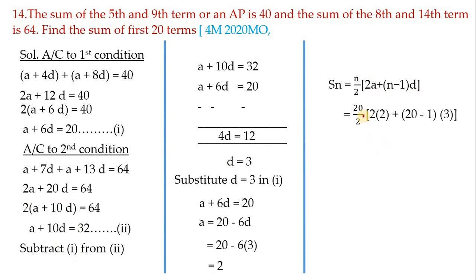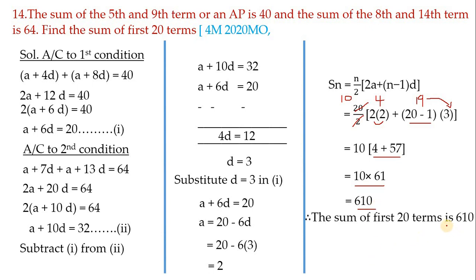Now let us simplify this, children. 20 by 2 is 10. Multiply 2 twos, how much? 4. Subtract: 20 minus 1 is 19. 19 multiplied by 3: 19 threes are 57. So I'll get 10 into 4 plus 57. Add this: 4 plus 57 is 61. So 10 into 61 is 610. Therefore, the sum of the first 20 terms is 610.